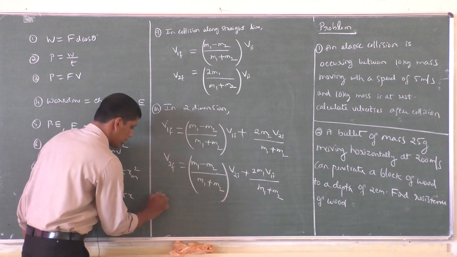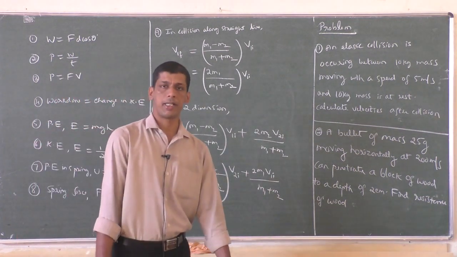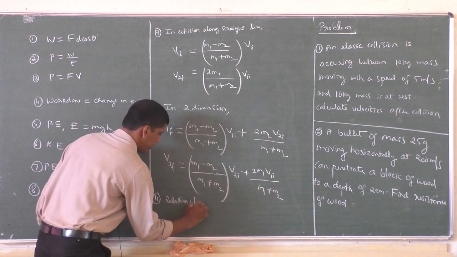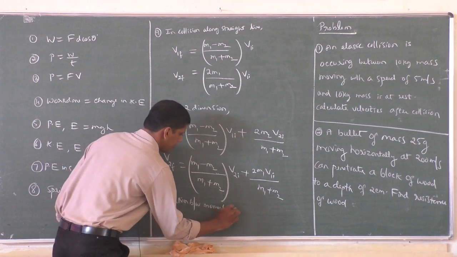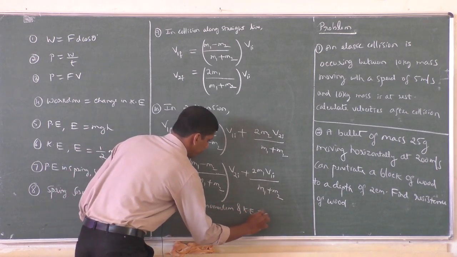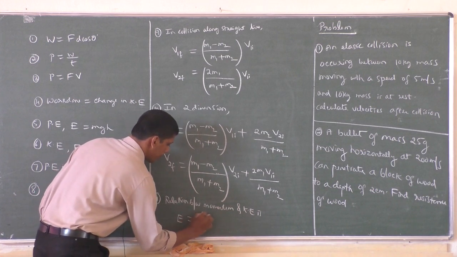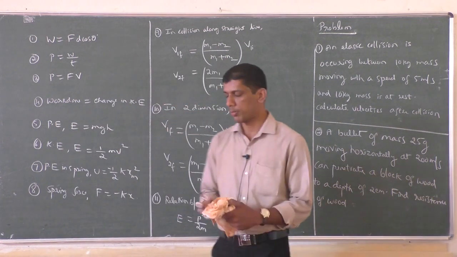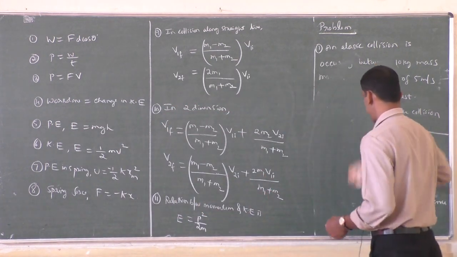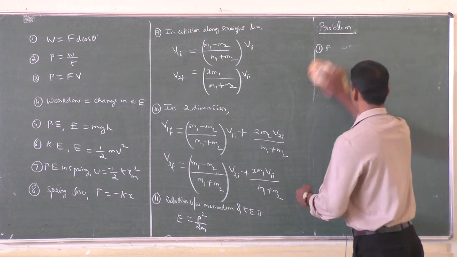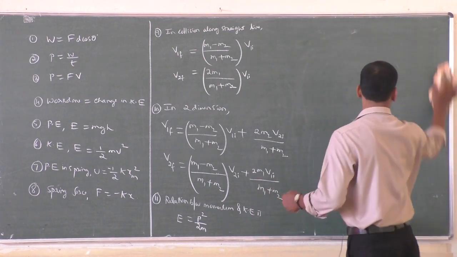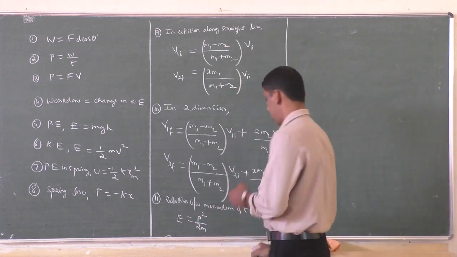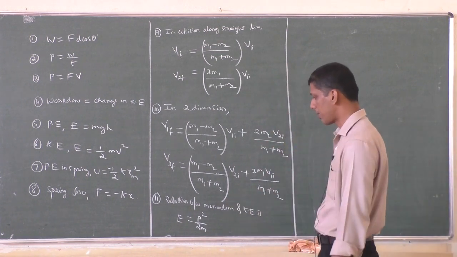Next one, the relationship between momentum and kinetic energy. The formula is given by E is equal to P square by 2m, where P is the momentum and m is the mass of the body. Write down all the formulas. In this chapter we are discussing this many formulas.